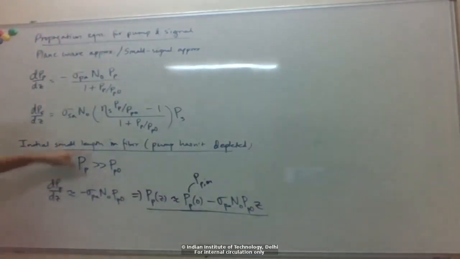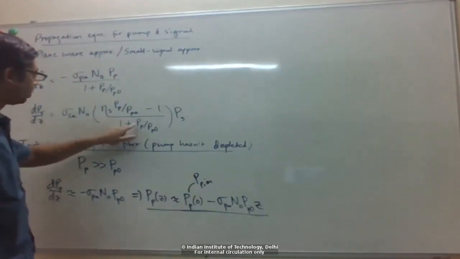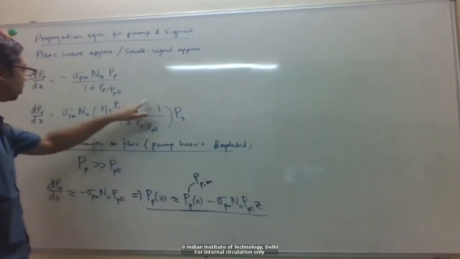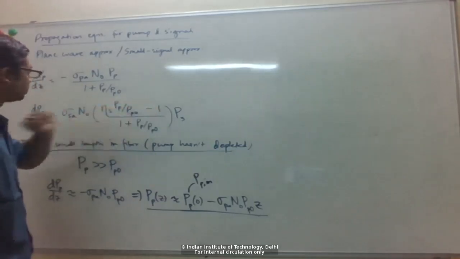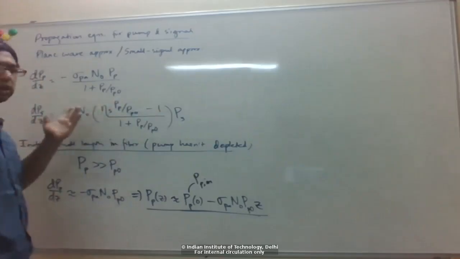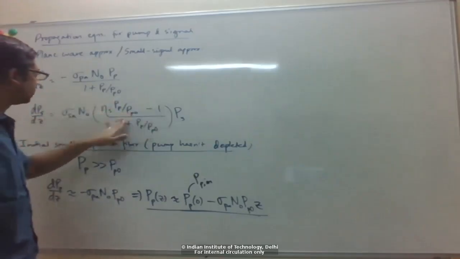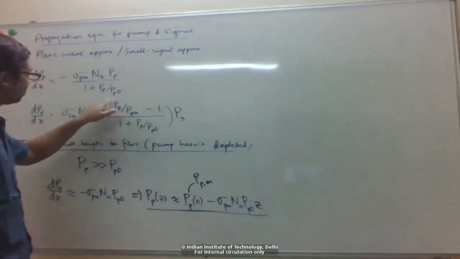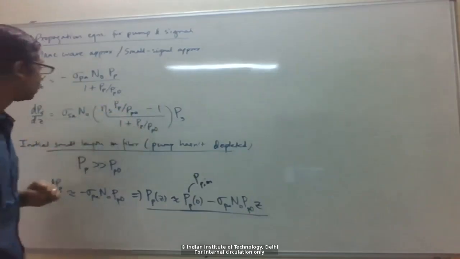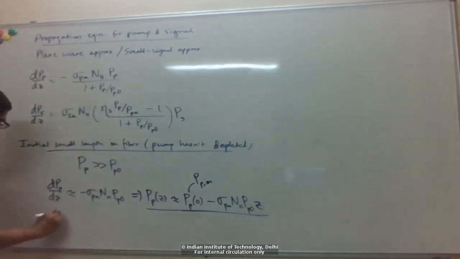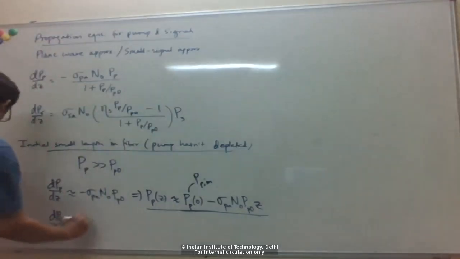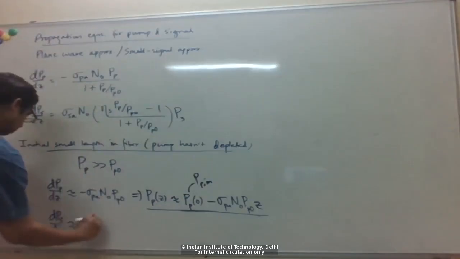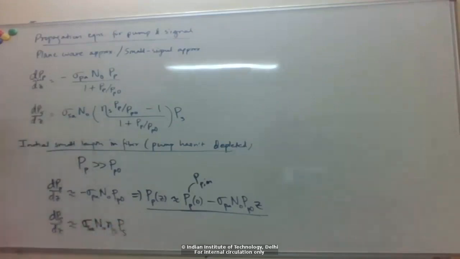If you make this approximation in the equation for the signal, we'll neglect the 1 compared to PP over PP naught here, and also neglect the 1 compared to PP over PP naught here. Eta s, as we saw, is between 1 and 2, so we neglect these ones. Then this factor of PP by PP naught gets cancelled from the numerator and denominator. So for the signal, we are left with this equation.